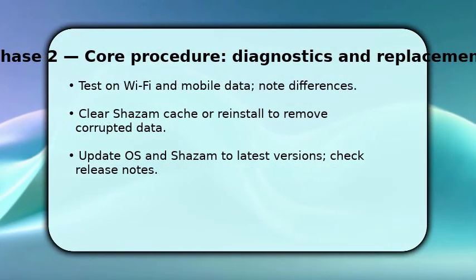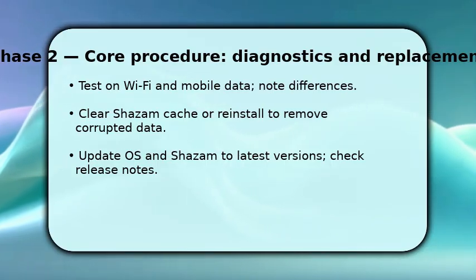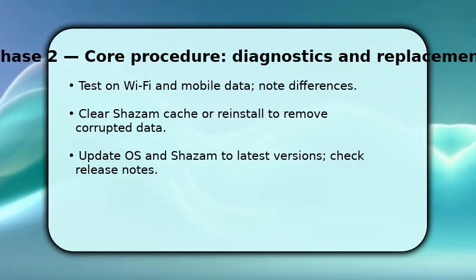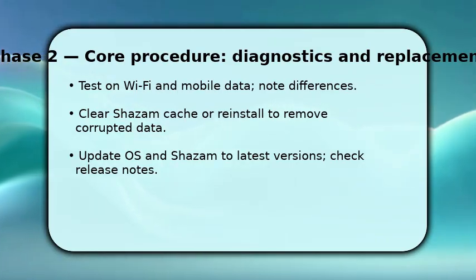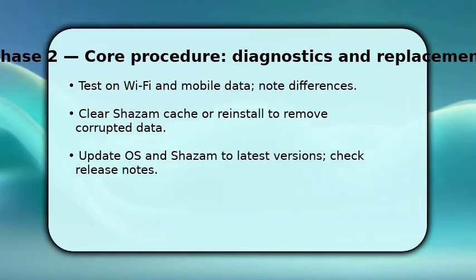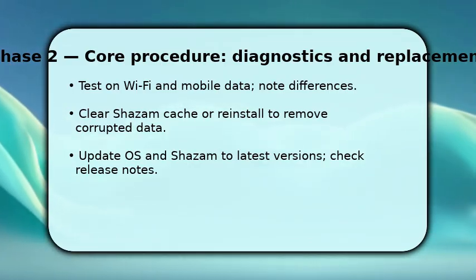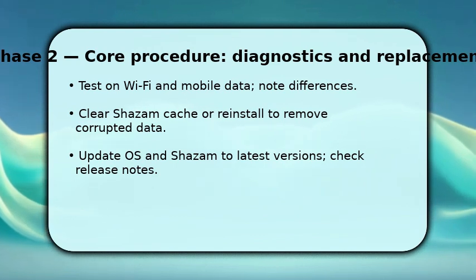Now move to networking and app integrity. You should test Shazam on Wi-Fi and mobile data to see if connectivity affects recognition. Some features require network lookups. Next, clear the app cache or reinstall Shazam to remove corrupted files that block analysis. Make sure both the operating system and the Shazam app are up to date. Updates often fix audio codec or permission bugs. After these actions, reopen the app and run a new sample to confirm recognition improves.